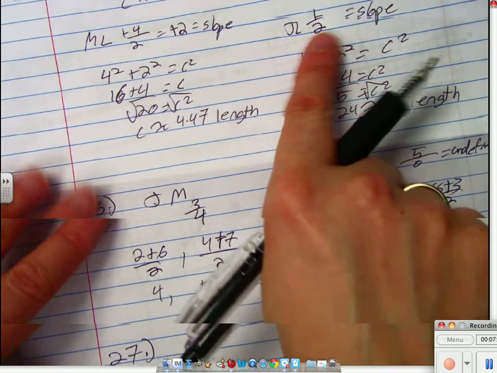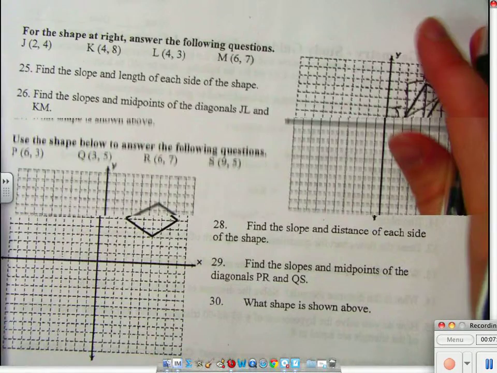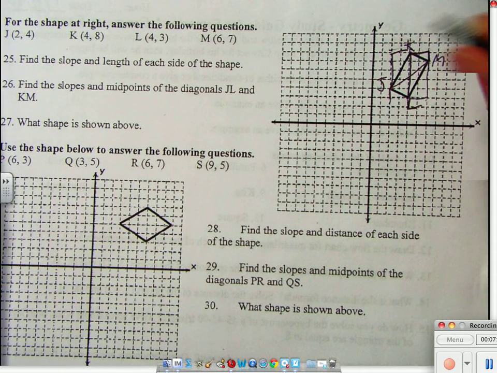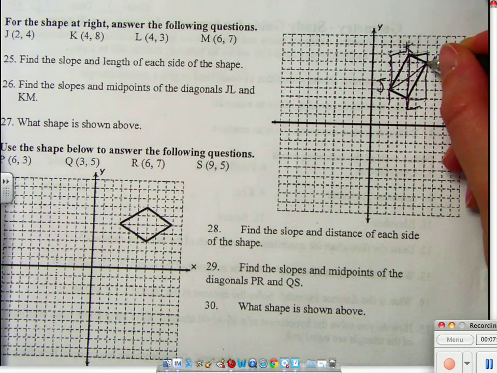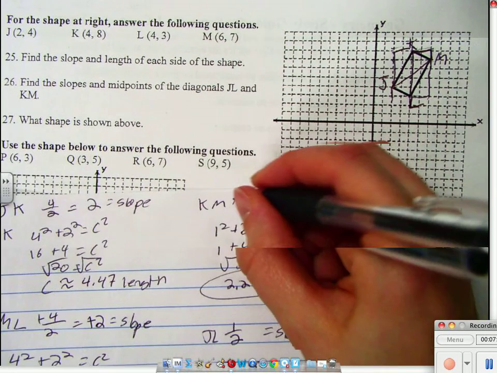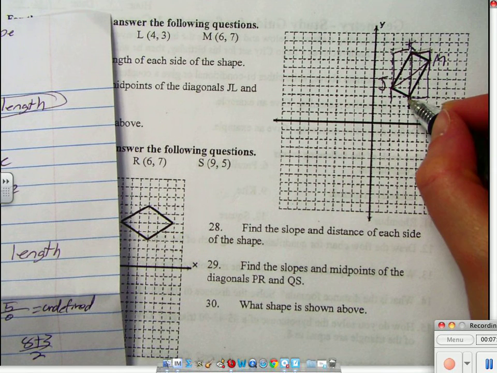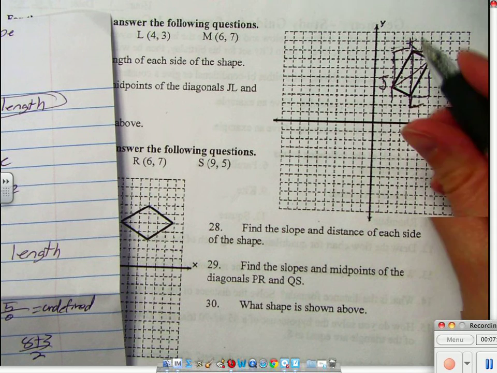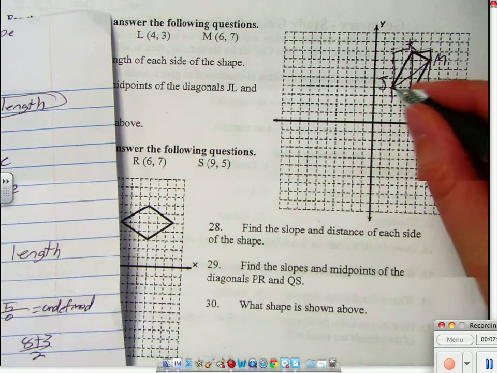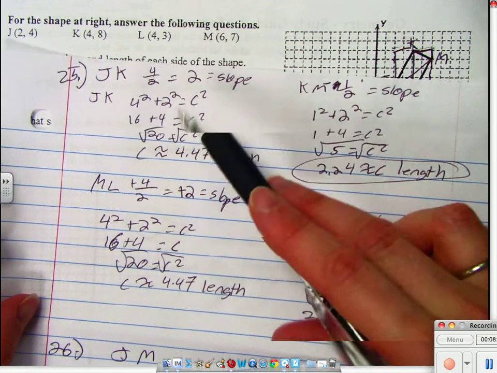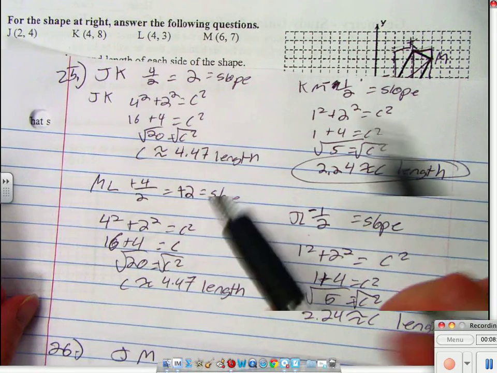And our slopes are perpendicular. Let me check my slopes again, because obviously we're doing something wrong. J to K should be positive. We went up and over. K to M, we went to the right and down, so it should be negative. So KM should be a negative slope, right? M to L, I went down and to the left, so that'll end up being positive. And J to L, I went to the left and up, so that should be negative. There we go. So KM and JL should have negative slopes, where JK and ML should have positive slopes, which means their sides are perpendicular, so it is a rectangle.